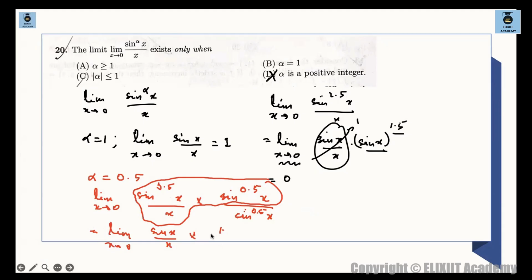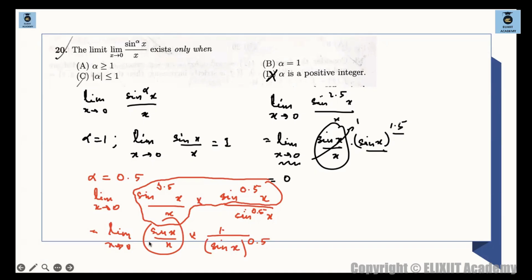into 1 upon sin x whole to the power of 0.5. This quantity will tend to 1, right? But what about this quantity? As x tends to 0, this will become sin 0. So 1 by 0, raised to the power of 0.5. So this will not exist then.